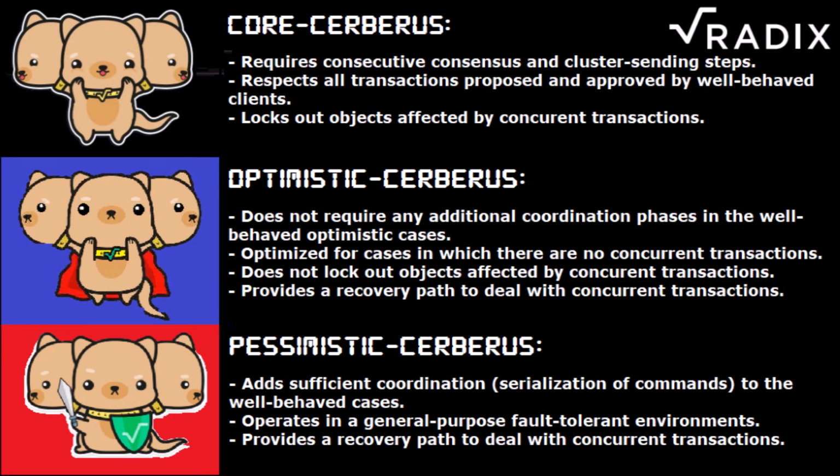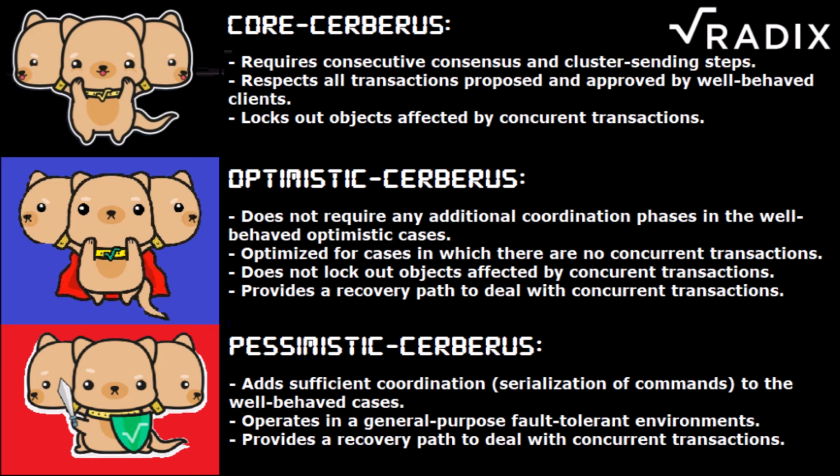Core Cerberus requires consecutive consensus and cluster sending steps. Respects all transactions proposed and approved by well-behaved clients. Locks out objects affected by concurrent transactions. Optimistic Cerberus does not require any additional coordination phases in the well-behaved optimistic cases. Optimized for cases in which there are no concurrent transactions. Does not lock out objects affected by concurrent transactions. Provides a recovery path to deal with concurrent transactions.